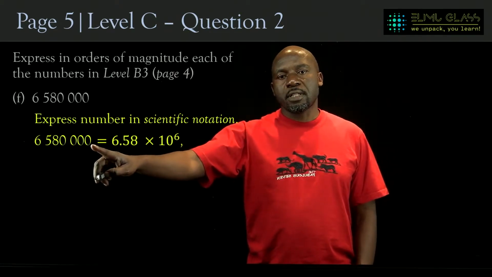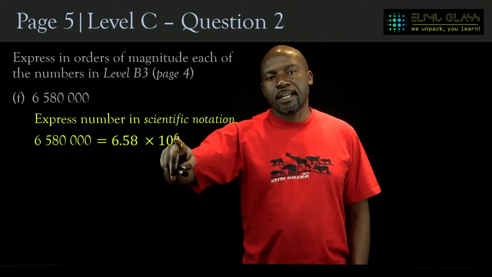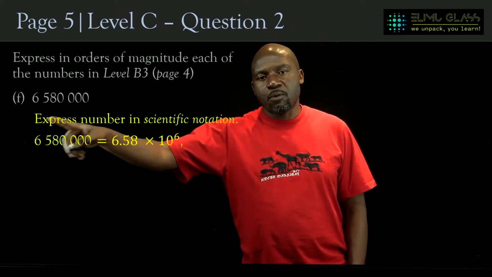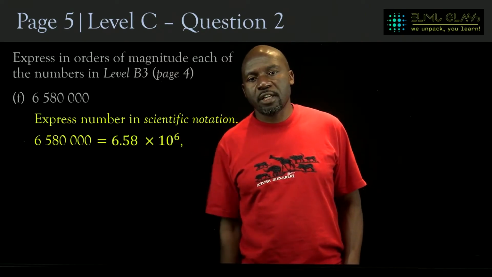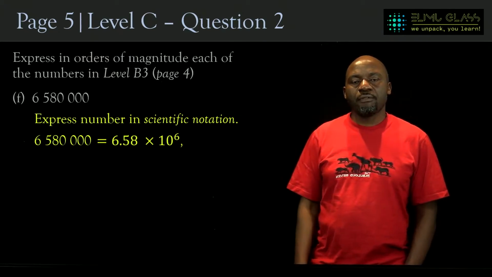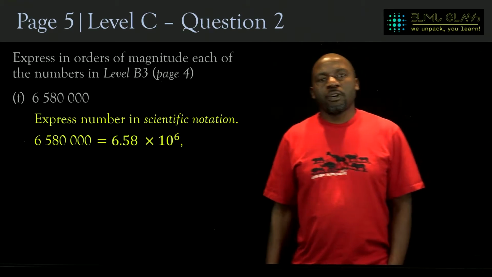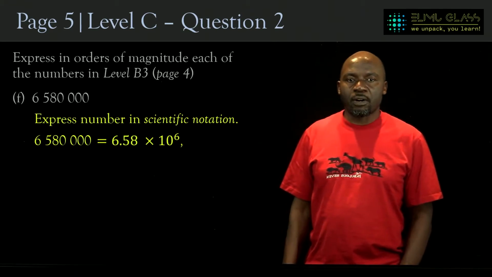The decimal point is here. It's going to move 6 places. That's why this is 6. And because the number we are turning into scientific notation is greater than 10, this 6 is going to be positive. So we have 6.58, and of course the number lies between 1 and 10. So 6.58 multiplied by 10 to the power of 6.